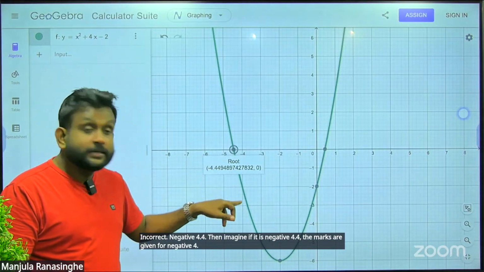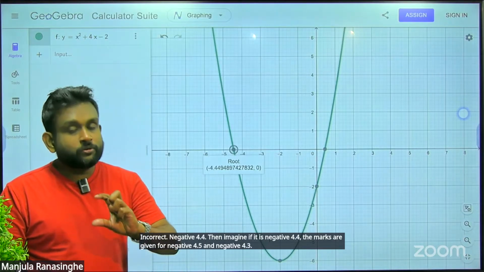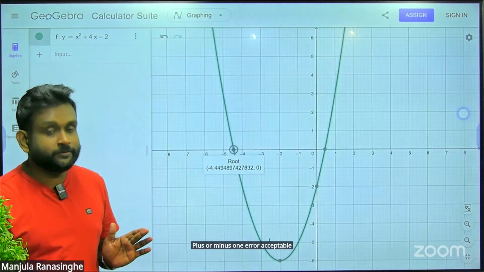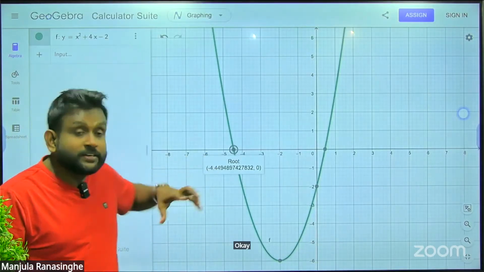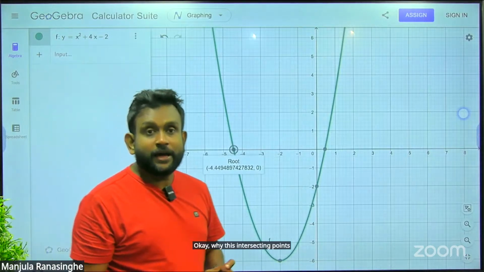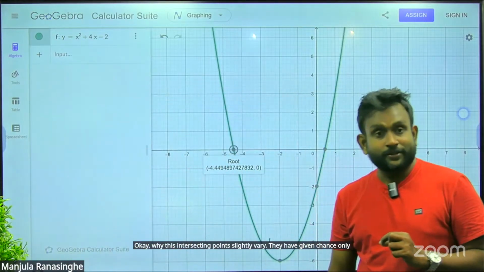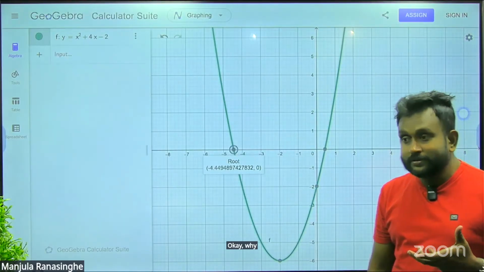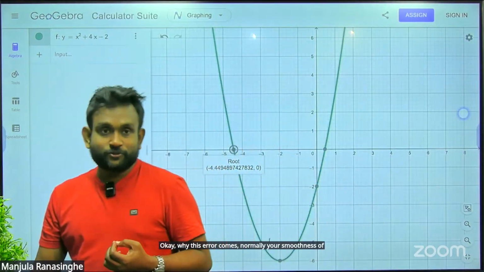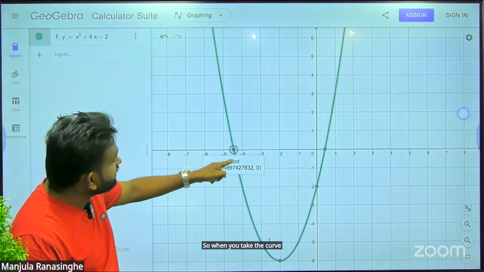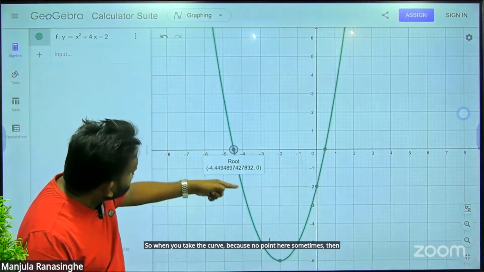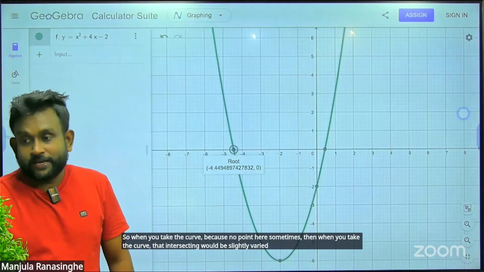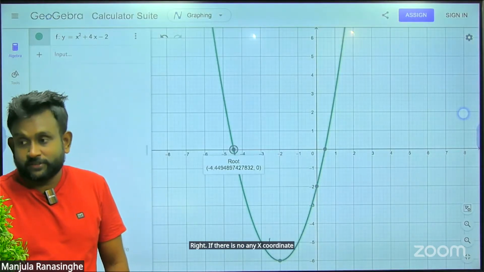The marks are given for -4.5 and -4.3. Plus or minus 1 error is acceptable, but other than that it is not given. Why? These intersecting points slightly vary. They have given a chance of only 1 error, 1 millimeter. Why does this error come? Normally it is the smoothness of your curve. When you draw the curve, because there is no point here sometimes, the intersection would be slightly varied.